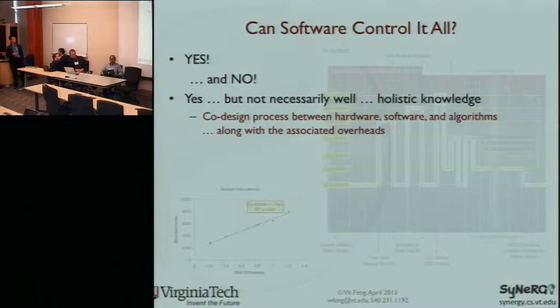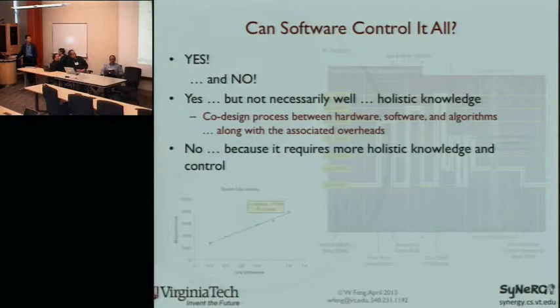And what I have kind of grayed out in the background there is examples of some commercial technology that was out there that worked well for controlling the temperature and energy and power, but only for certain sets of workloads. And there wasn't any way to expose additional information in order to adapt appropriately. There are also all sorts of overheads and things that you just can't control with software that are overridden. And so that's kind of the no part. It requires more holistic knowledge and control.